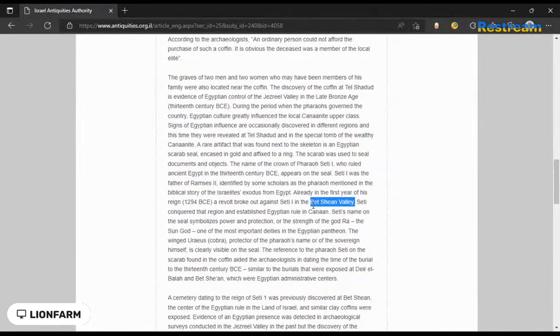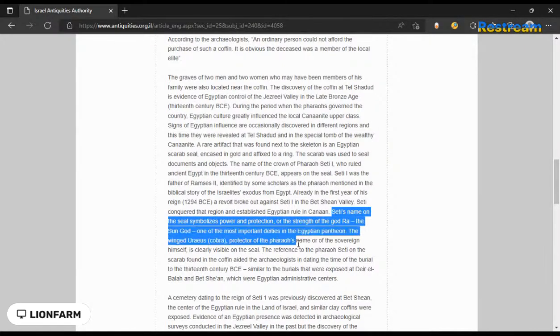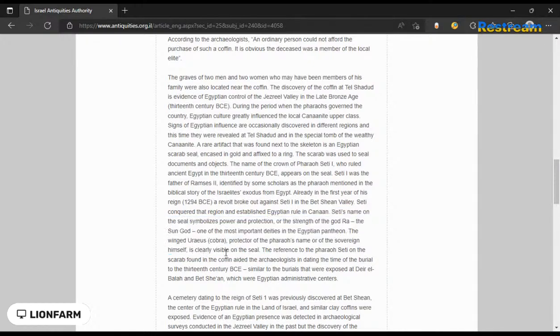All right, so you can see right here in that valley, Seti conquered that region and established Egyptian rule in Canaan. So what did he do? Seti conquered that region and established Egyptian rule in Canaan. Seti's name on the seal symbolized power and protection and all types of things with their idols and whatnot. So it's saying that's an official seal, pretty much. It's clearly visible on the seal. So it's letting you know the protector of Pharaoh's name, or the sovereign himself, is clearly visible on the seal, right? They're obviously looking at what's going on there.